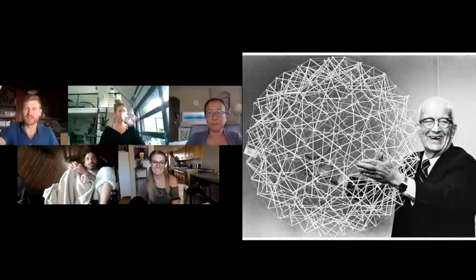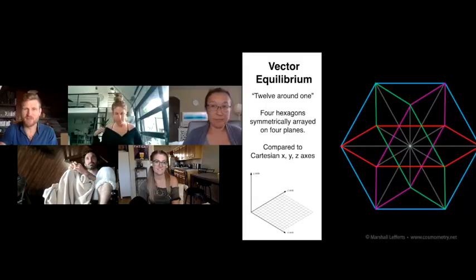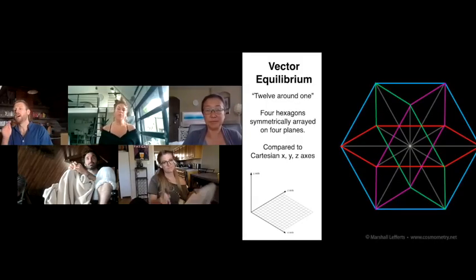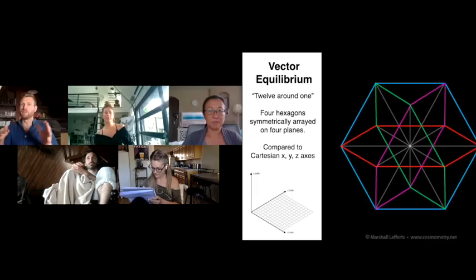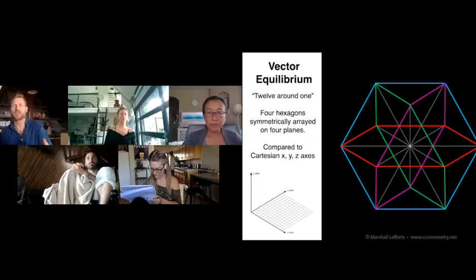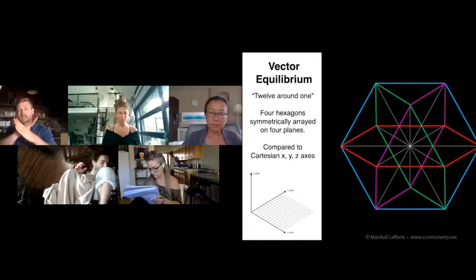So let's look at our vector equilibrium here. And there's one piece that I really want to pull out of that first video we watched, where the welder was pointing out that the vector equilibrium consists of 4 hexagons symmetrically arrayed in 4 planes. And that's what's represented on the screen here, where you can see the hexagons in different colors, right? Hexagons being 6-sided shapes. And you've got the red one around the center, you got the blue one, that's the outline, and then you've got purple and green at these angles.